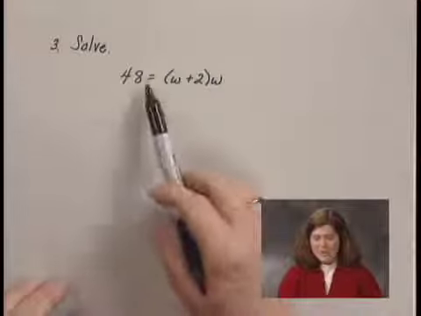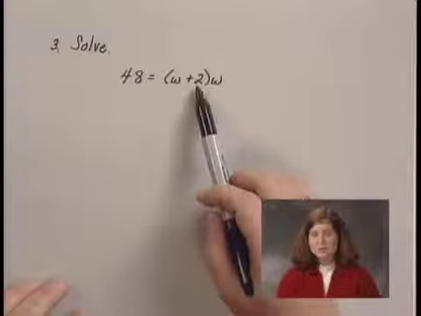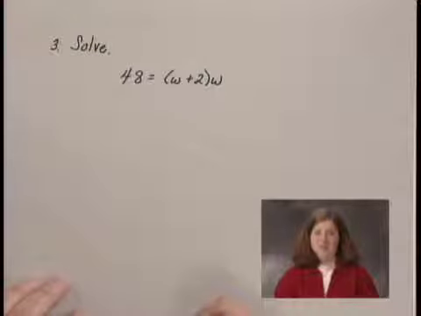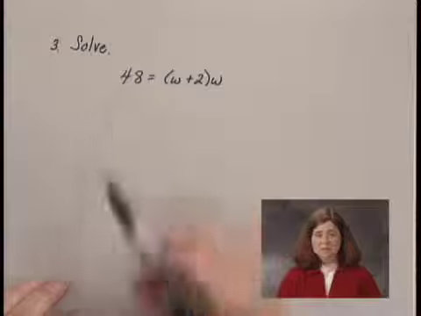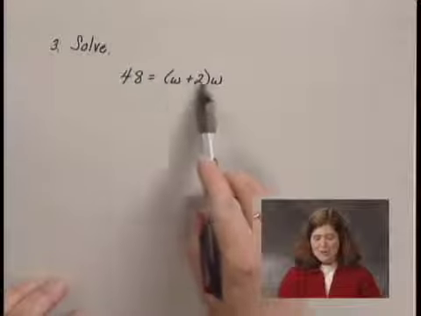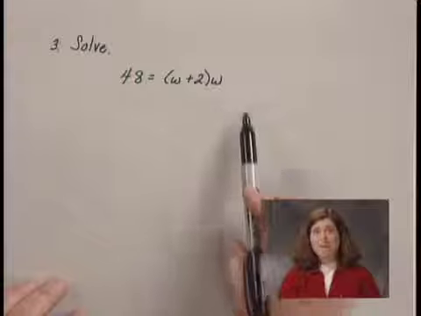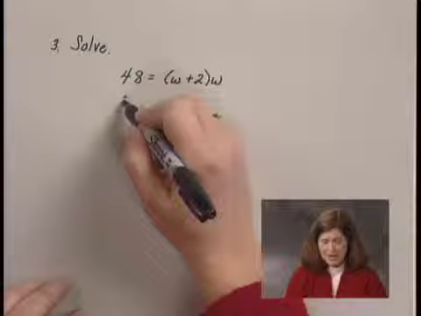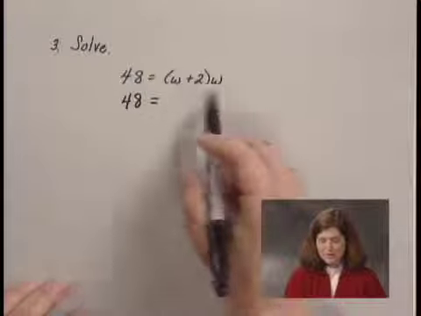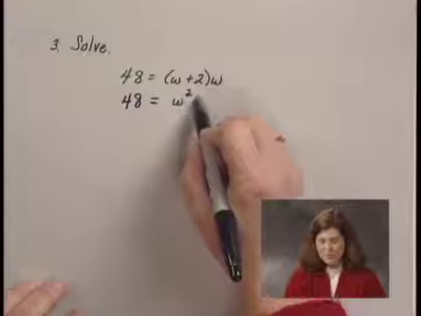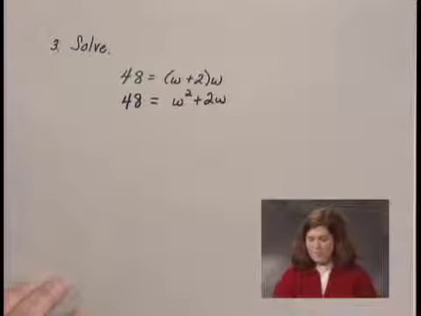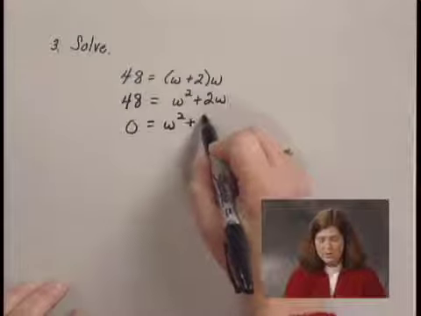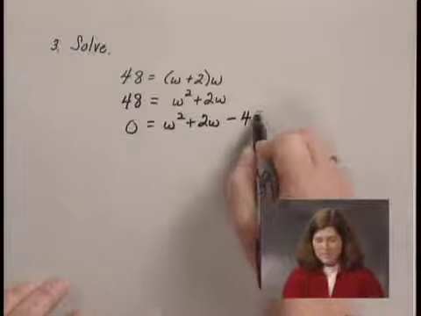I'm solving the equation 48 equals the quantity W plus 2 times W. To solve this, I'm going to use the principle of zero products. So I have to begin by getting a 0 on one side of the equation. This means I'm also going to have to multiply this out in order to later factor what I have on one side of the equation. I will start by multiplying that. I have 48 equals W squared plus 2W. And then I subtract 48 from both sides, and I have 0 equals W squared plus 2W minus 48.